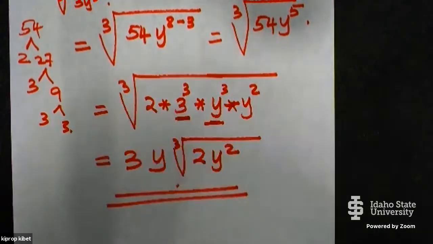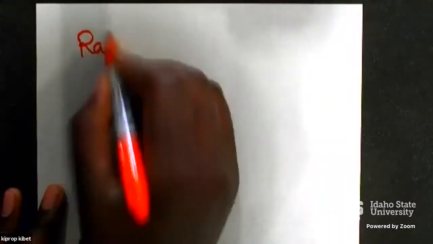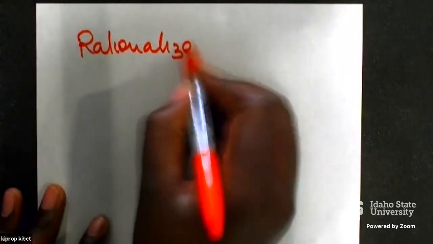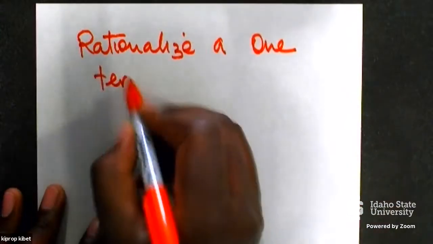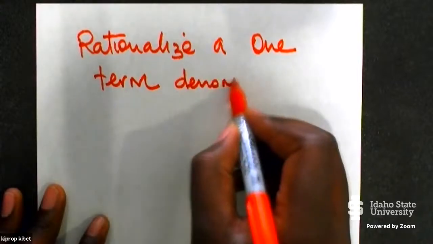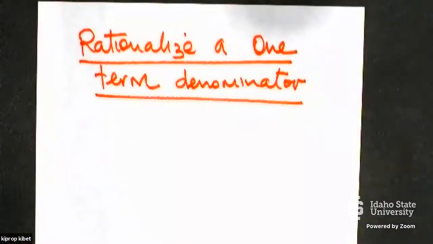All right, so let's come to the next section, which is rationalize a one-term denominator.